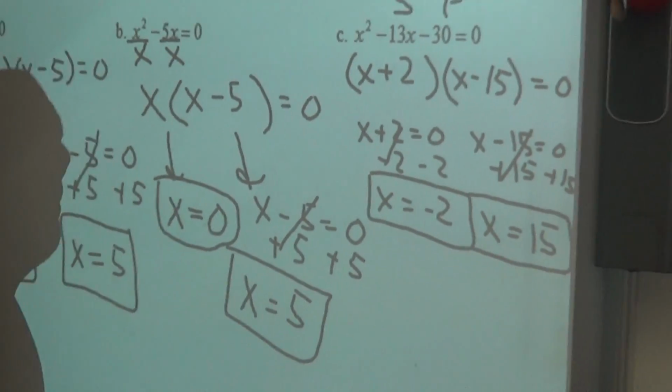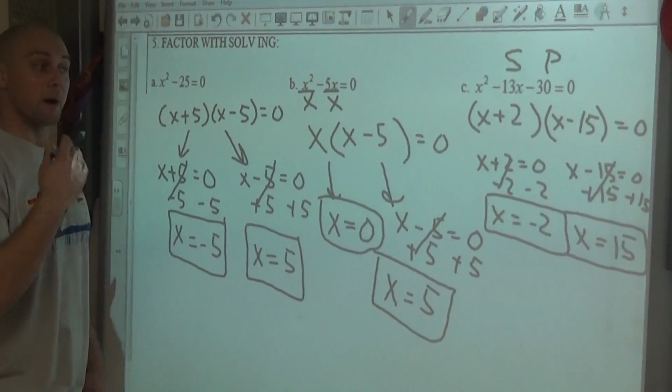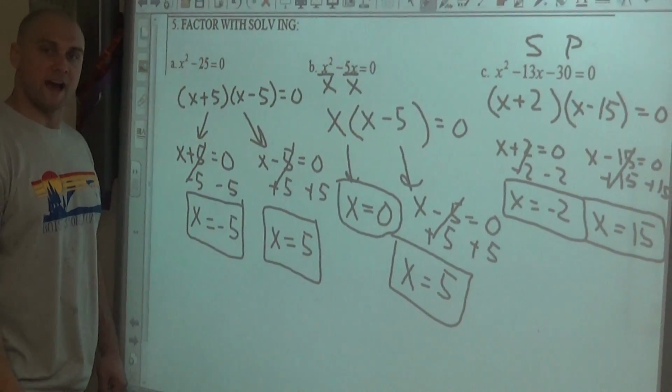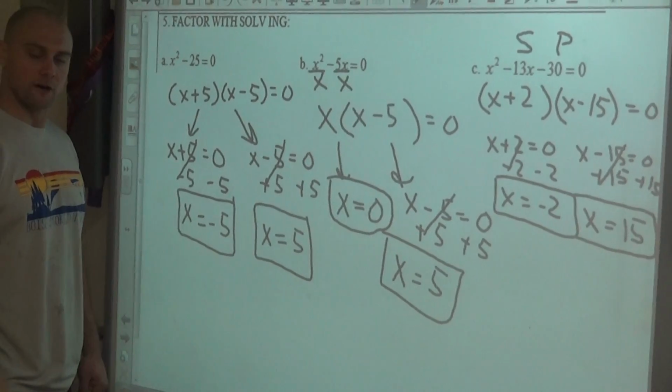So I get x equals +15. Okay? So again, when you're solving by factoring, everything is the same except at the end you set both factors equal to 0 and solve. Nice work.